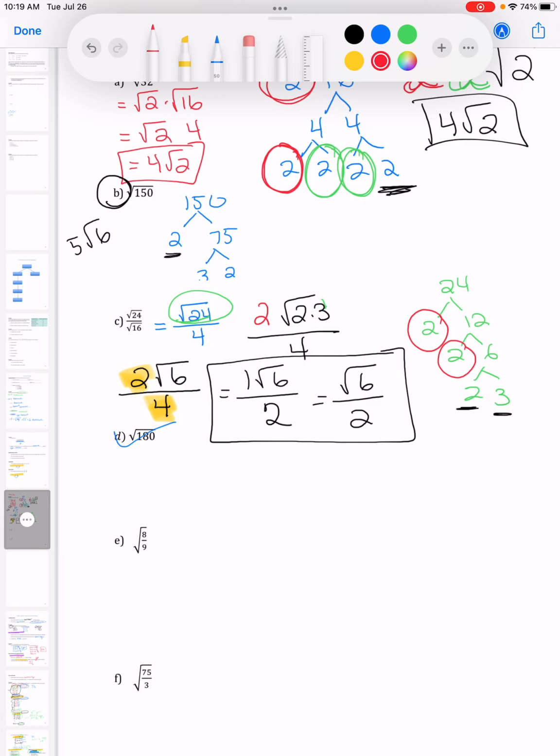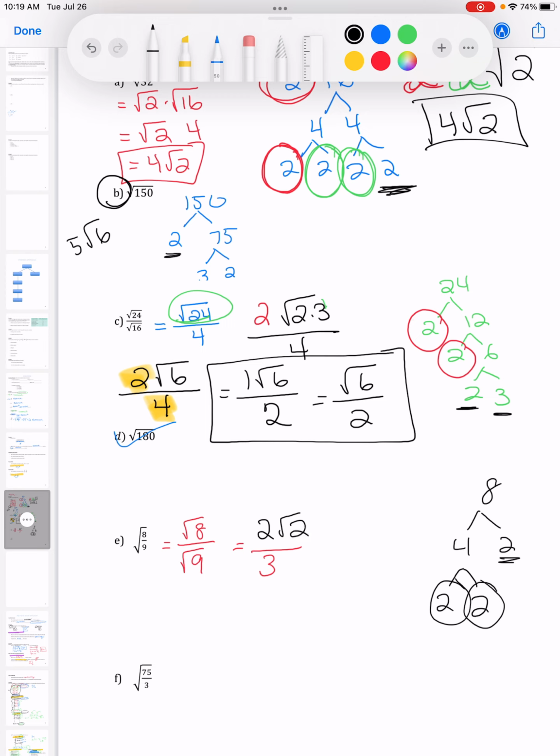All right, E. E, I'm going to use that quotient rule. I'm going to break this up into the square root of 8 over the square root of 9. The reason I want to do that on this one is the square root of 9 is a perfect square. That's 3. And then just like before, I'm going to reduce 8 down. I'm going to pull out a 2. I've got another 2 left over. And this one's a lot easier because 2 over 3 doesn't reduce down. 2/3 is as most reduced as we can get.